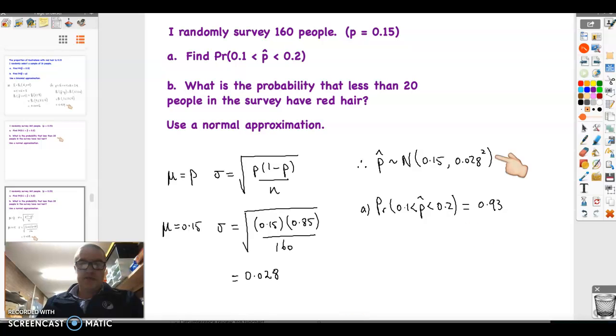It's a good idea to define your sample proportion as a normally distributed variable with a mean of 0.15, standard deviation of 0.028, and the probability that the proportion is greater than 10%, less than 20%. We're going to use our normal CDF function on the calculator, and that's going to give us a probability of 0.93. So a very high probability, which sounds about right when we compare these proportions to the population proportion, which is 0.15.